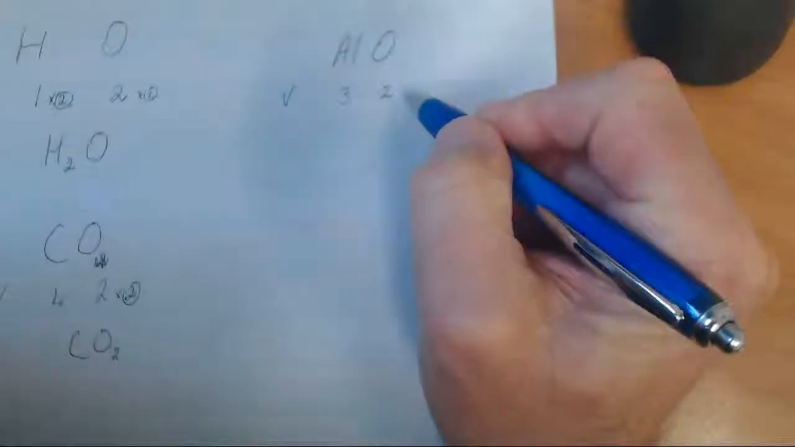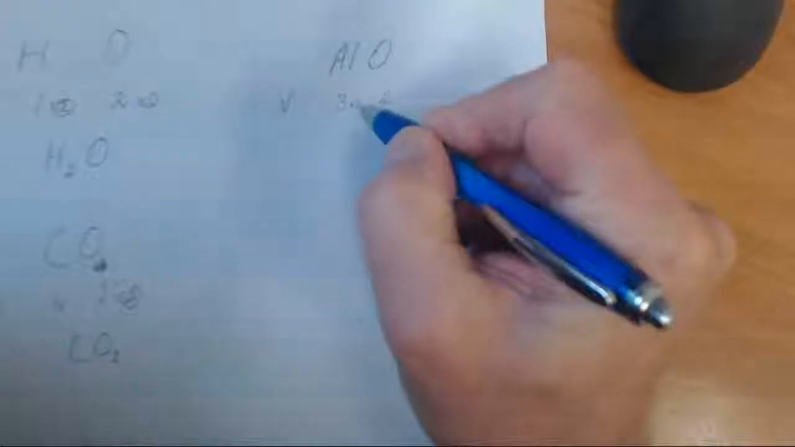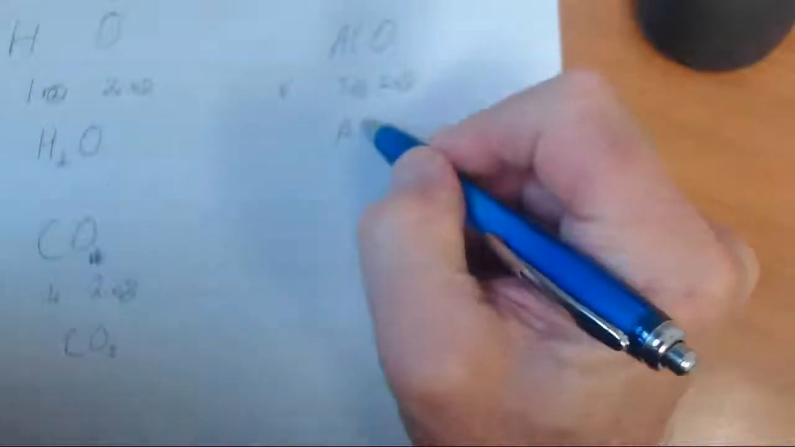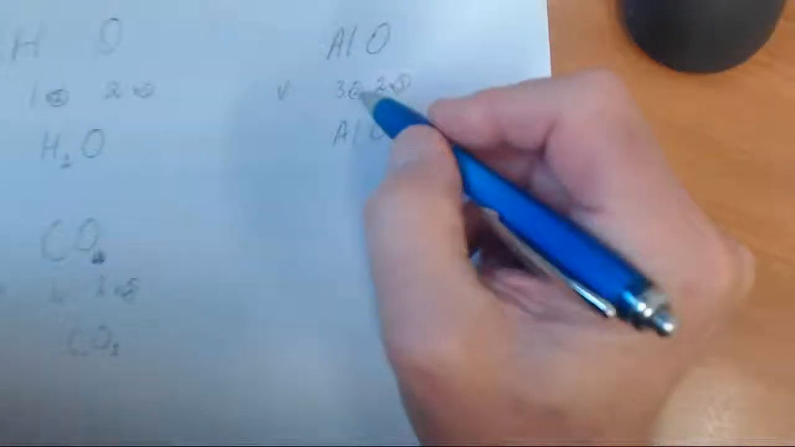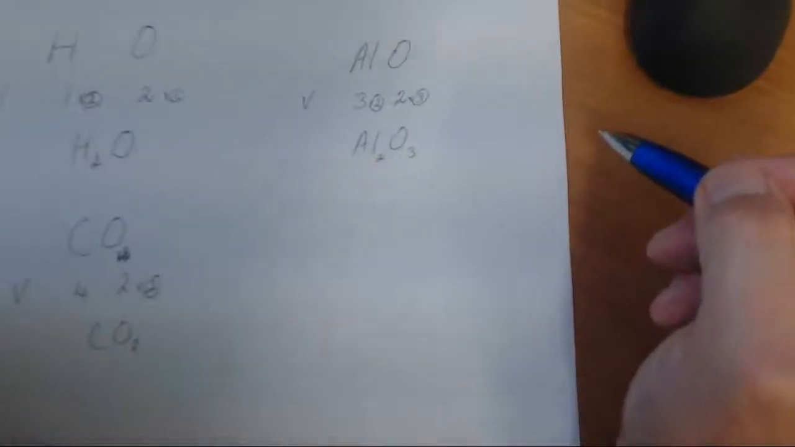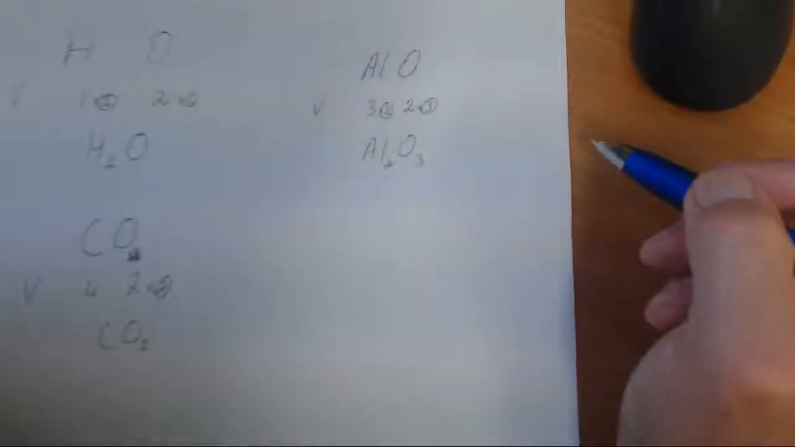Well, we've got to make it balanced. 3 and 2 don't seem to go. But if we made it 6, so 2 lots of 3 and 3 lots of 2. That's 6 all. So what's the formula of aluminium oxide? Well, it's Al2O3. And that's a balanced chemical formula. Pretty sweet, isn't it? You reckon you're ready for more?